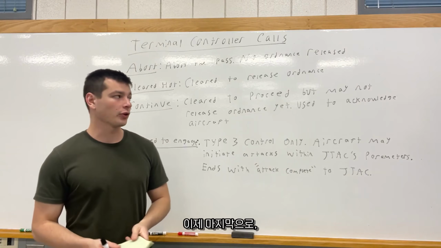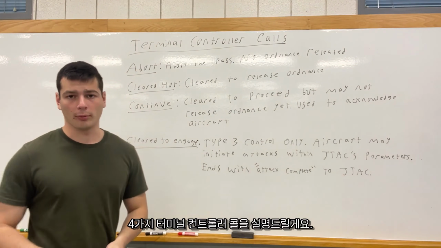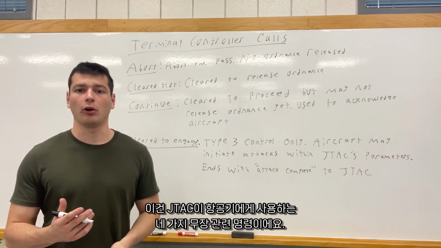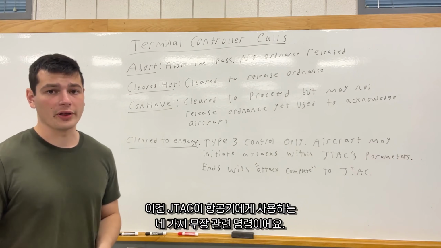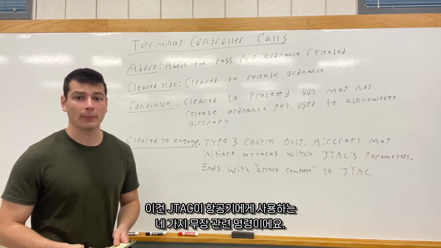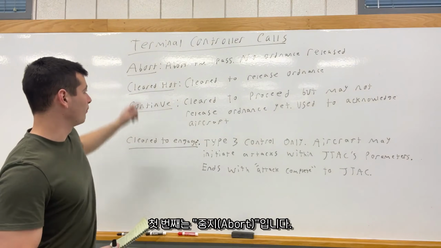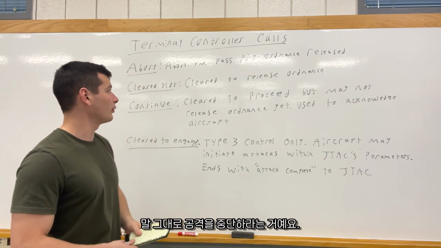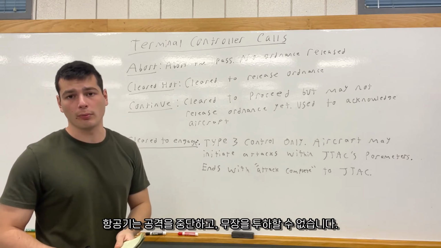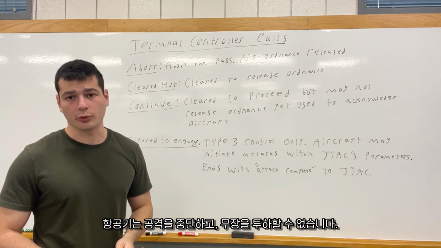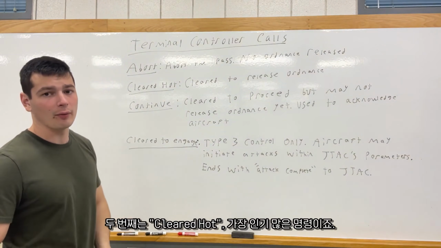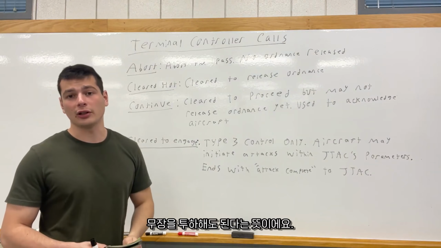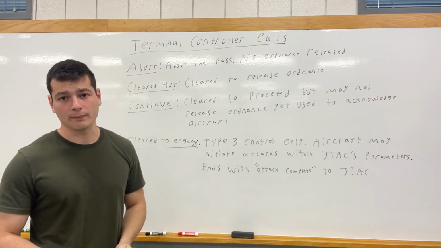The last thing I want to cover today are the 4 terminal controller calls. These are the 4 calls that the JTAC can make to the aircraft and what they mean in terms of ordnance expansion. The first call is abort. This one's pretty self-explanatory. It means that the aircraft is going to abort the pass and is not cleared to release any ordnance. The second call is cleared hot, everybody's favorite. That means that the aircraft is cleared to release ordnance.